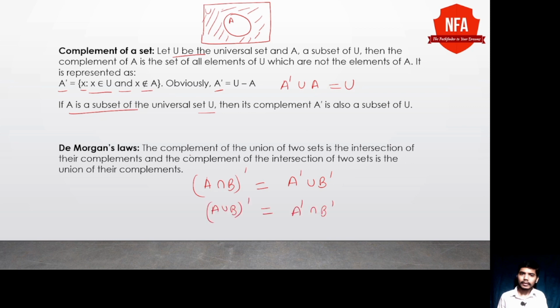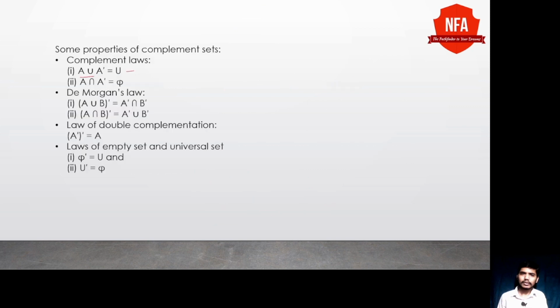That's all that is written in this, which says the complement of the union of two sets is the intersection of their complements, and the complement of the intersection of two sets is the union of the complements. Now let's look at some properties of complement sets. As already told, A union A complement equals the universal set, and A intersection A complement equals the null set.